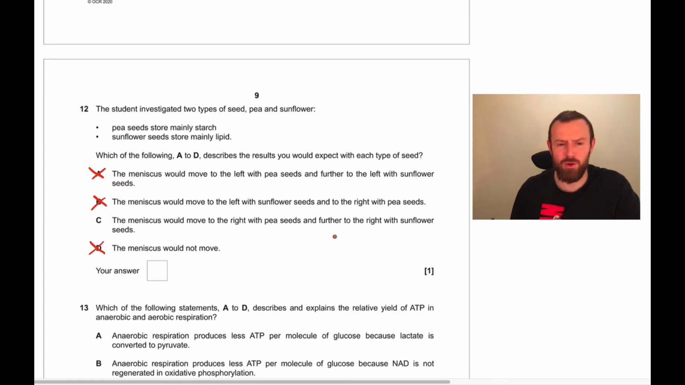If you really want to know why the sunflower seeds move further to the right, it is because if you have a lot of lipid, the seeds need to absorb more oxygen to respire lipid because lipid doesn't have much oxygen in it. It's a lot of hydrogen in the lipid and not a lot of oxygen compared to the carbohydrate starch. It's to do with the different values for respiratory substrates. Whew, these are challenging. So 12 is C.